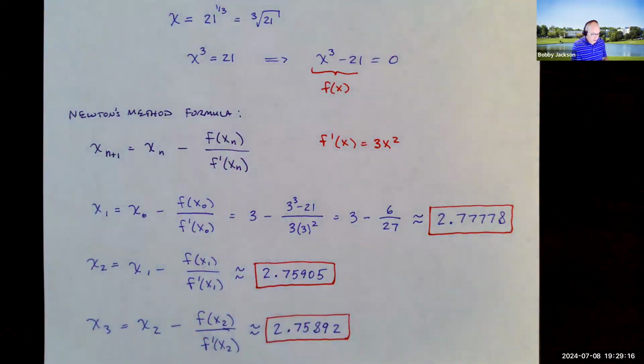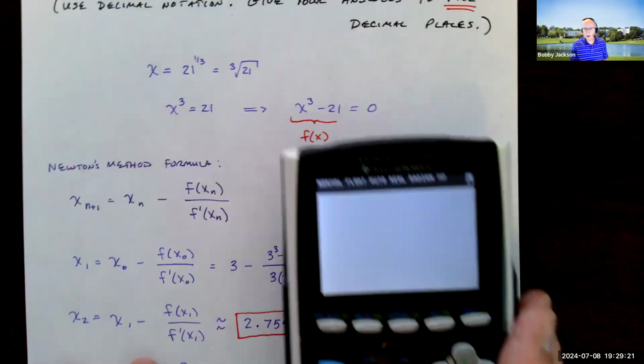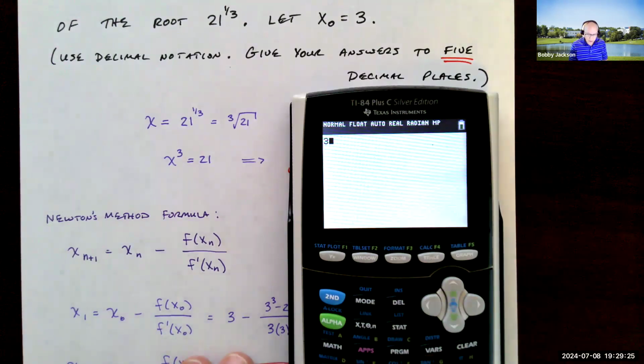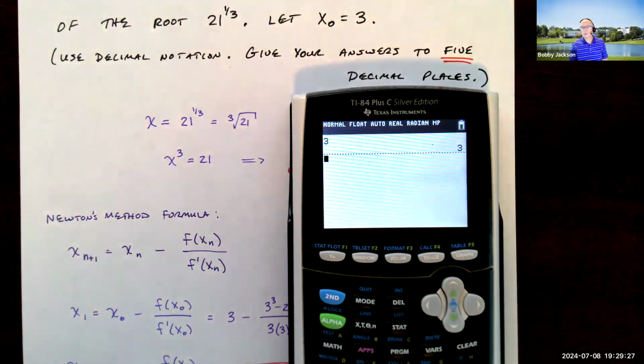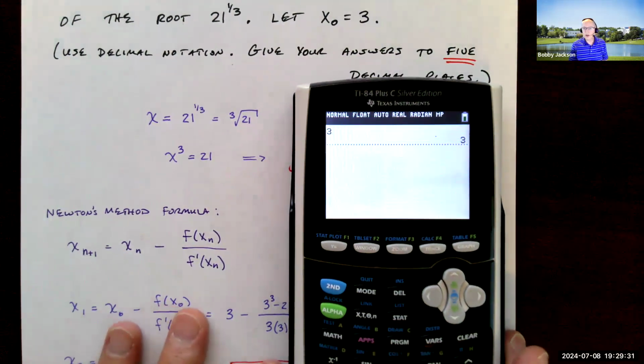So how do I do that again? Let me show you in the calculator. The way we do this, we start with our initial guess, which was 3. So I type in 3 and hit enter. Remember, this stores it into the answer variable in the calculator.